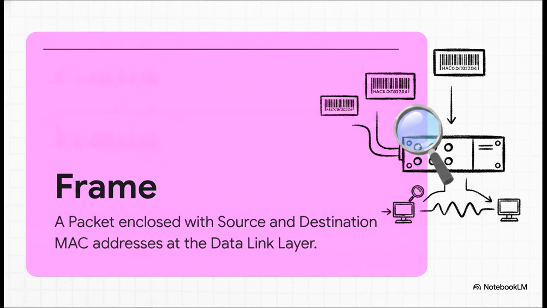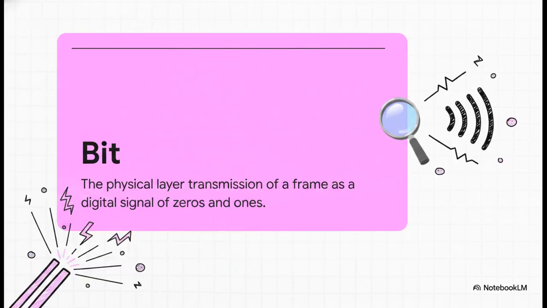Next up, layer 2. Here, the packet transforms into a frame and gets stamped with physical MAC addresses. If the IP address is the zip code, the MAC address is the literal name written on the individual mailbox. Your local network cards and switches rely entirely on MAC addresses to know exactly which physical machine gets the data on the local network. And finally, we hit rock bottom, layer 1. The frame gets blasted out over a wire, fiber optic cable, or Wi-Fi radio wave as a raw bit.